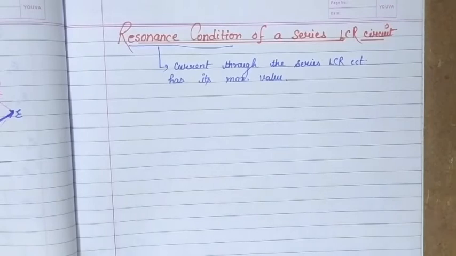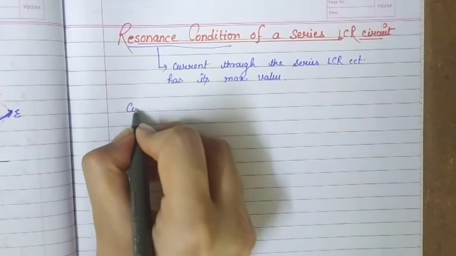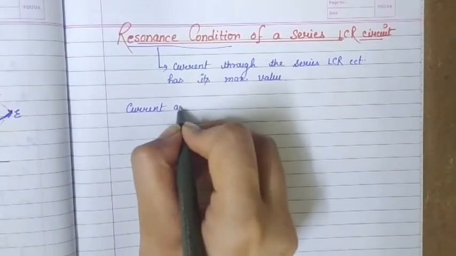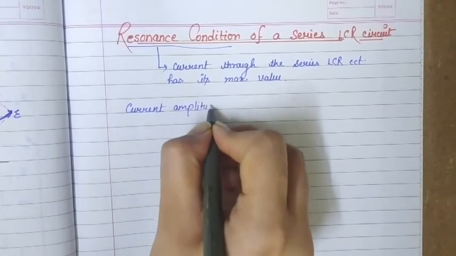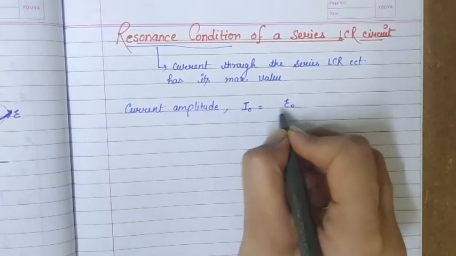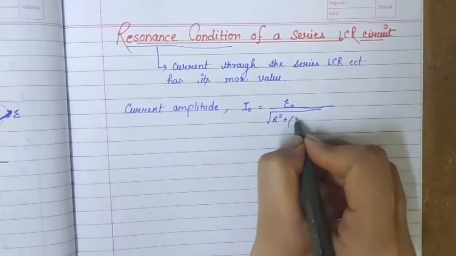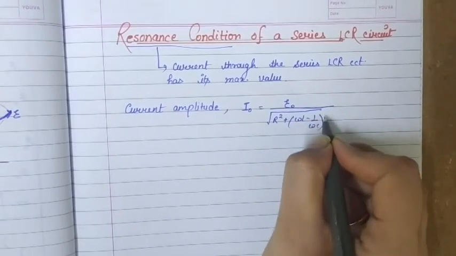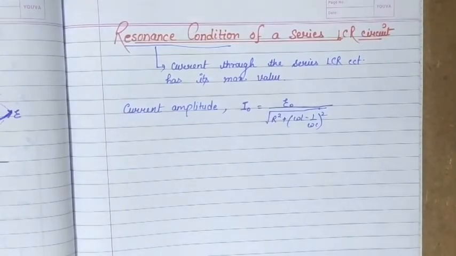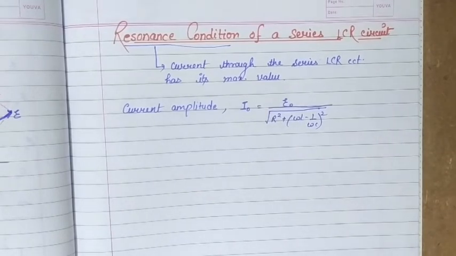Now the value for current, the maximum value for current, that is current amplitude I naught, we found a mathematical value for that in the previous part of this video, and it was I naught is equal to epsilon naught upon under root R square plus omega L minus 1 upon omega C square, if XL is greater than XC. Now if XC is greater than XL, it will be 1 upon omega C minus omega L square, but it won't affect our final answer that we are going to find. We can take any case, we'll get the same resonance condition for both.